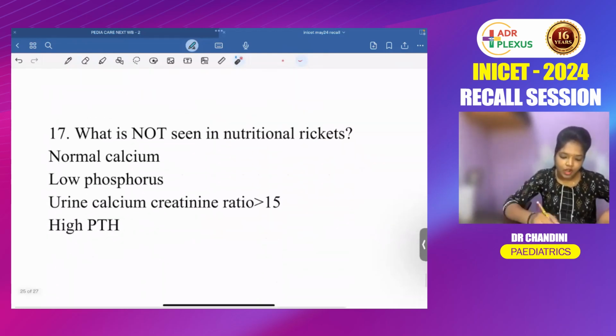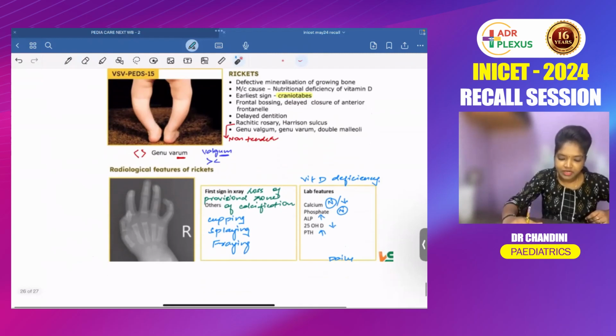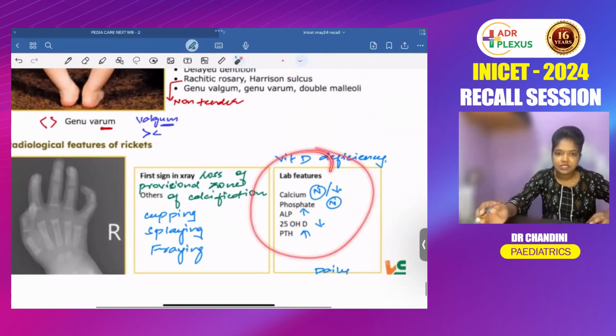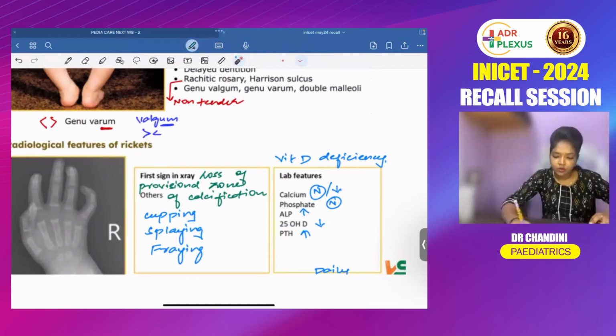17th question. What is not seen in nutritional rickets? Okay. What is not seen in nutritional rickets? So we'll just look at our rickets in VSV. So rickets is, look at the lab features. So you've given calcium, normal or reduced. Phosphate will be mostly normal. Alkaline phosphatase increased. Vitamin D3 reduced. PTH will be increased. Okay.